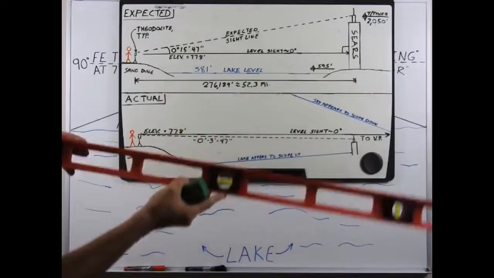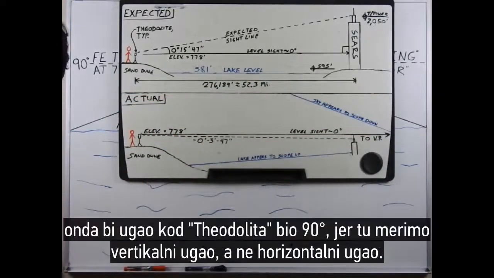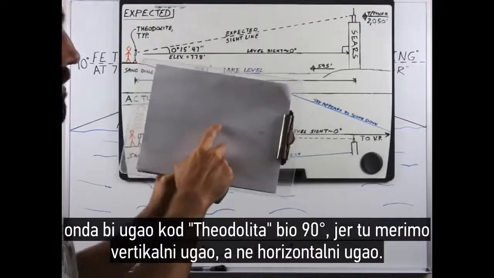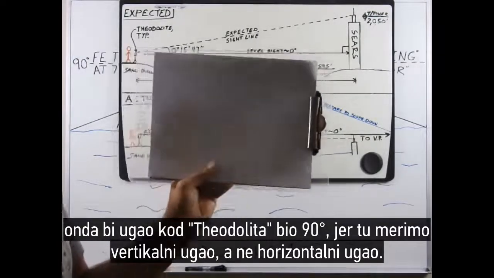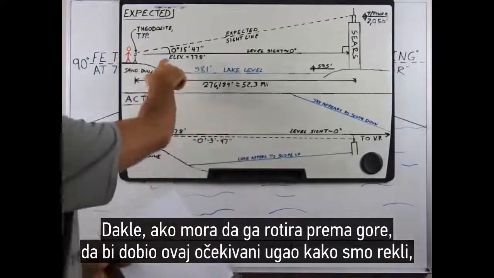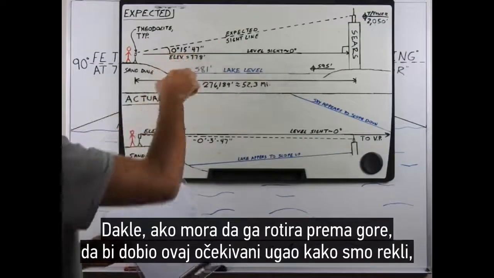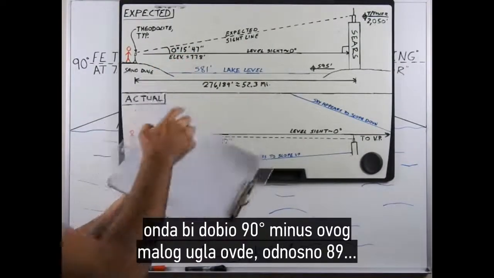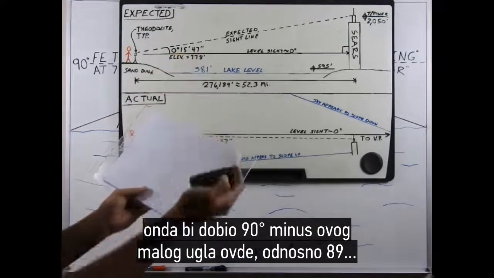Does that make sense? Then the angle on the theodolite will be 90 degrees because it's working off of a vertical angle, not a horizontal angle. So if he has to rotate it up to get this angle, then he would get 90 minus this small angle, which would give 89.